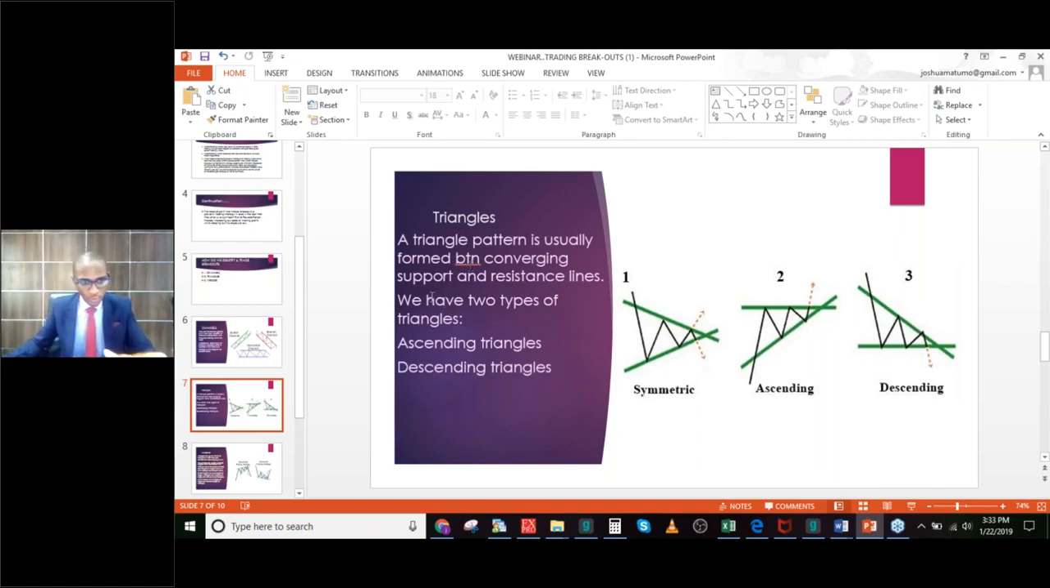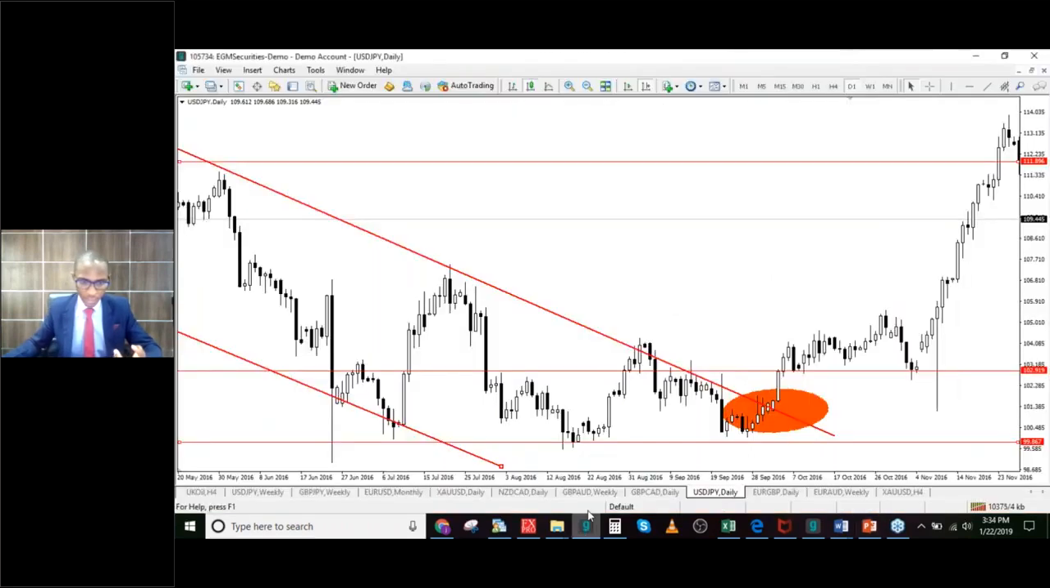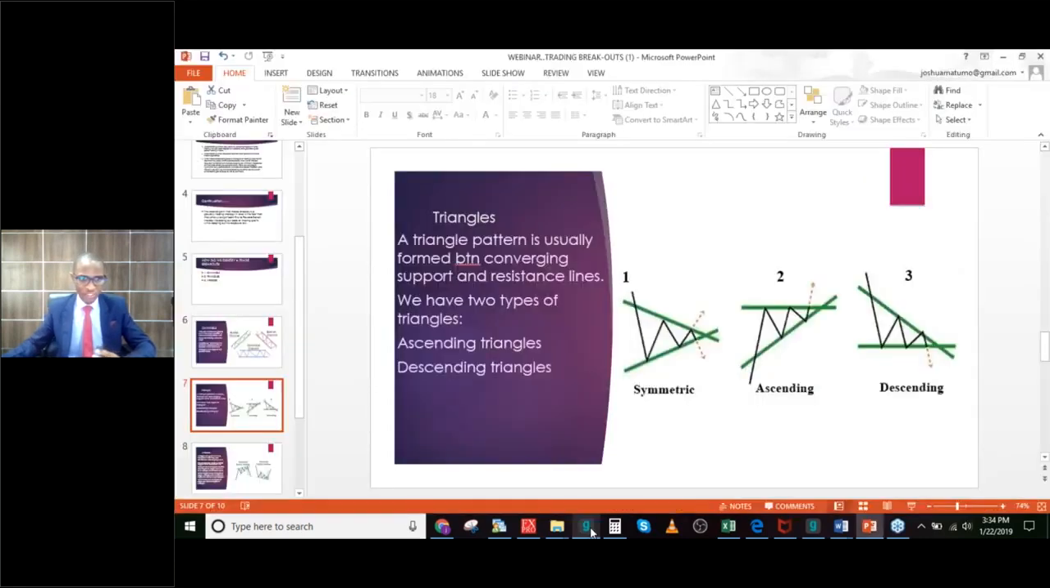We have two types of triangles, that is ascending triangles and descending triangles. Even more exciting now, let's move into the market itself. I want us to try to locate an example of breakouts that happen within triangles.